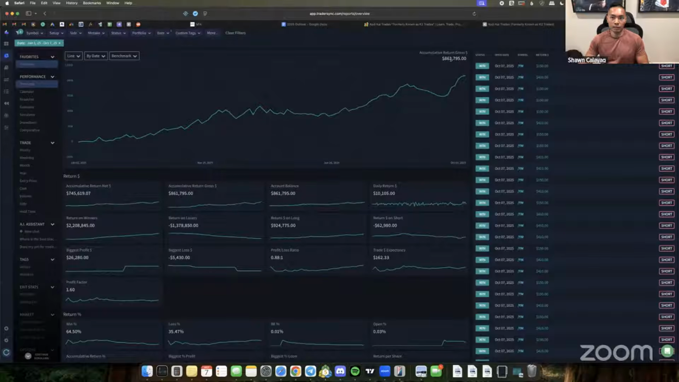So I'm up 861,795 total. My net profit is 745,619. My win percentage is closer to 65%. My profit factor is about 1.6. Should be closer to 2 because I'm doing 1 to 2 pretty much for every trade.